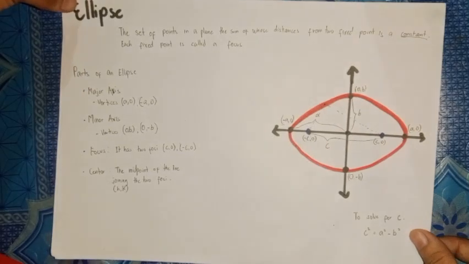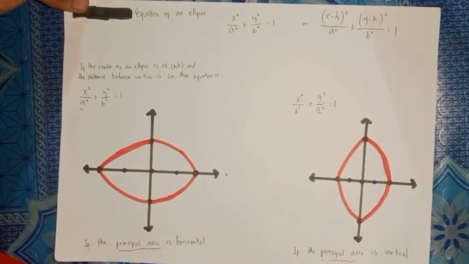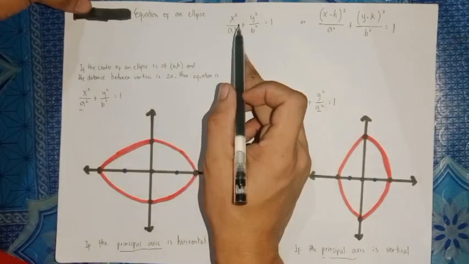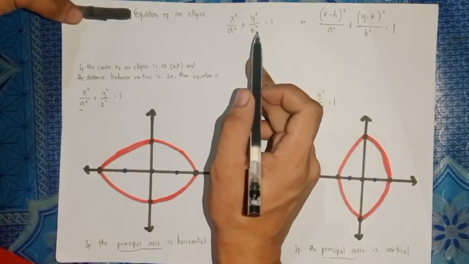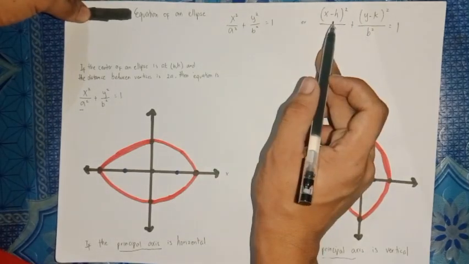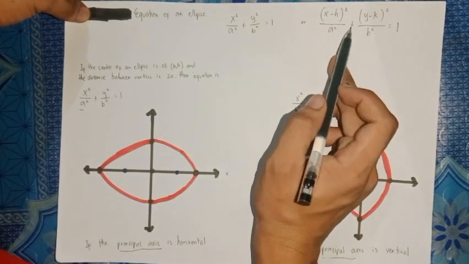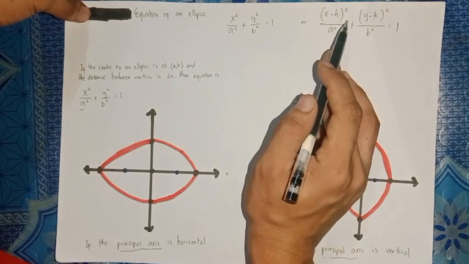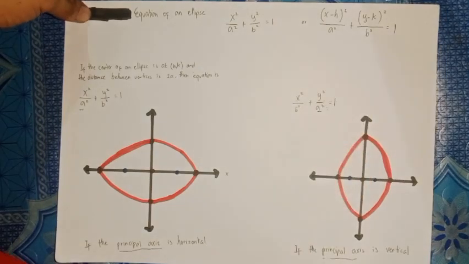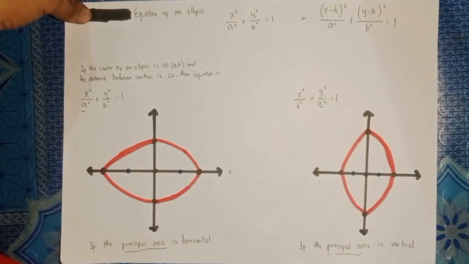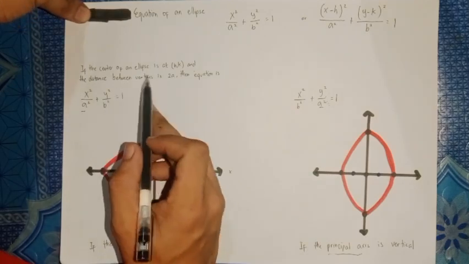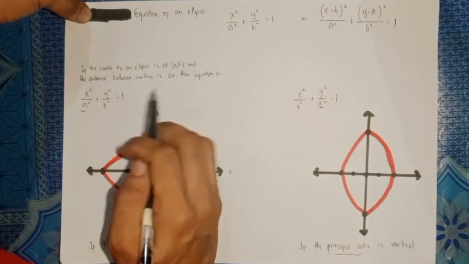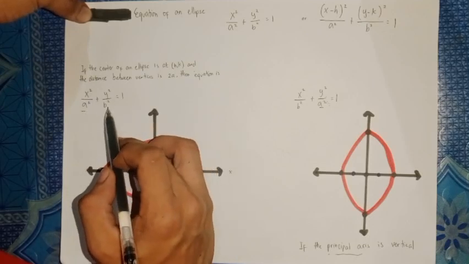Now let's proceed to the equation of an ellipse. The equation of an ellipse is x squared over a squared plus y squared over b squared is equal to 1, or (x minus h) squared over a squared plus (y minus k) squared over b squared is equal to 1. H and k there is our center. That is the equation of an ellipse. Take note that if the center of an ellipse is at the origin (h, k) and the distance between vertices is 2a, then the equation is x squared over a squared plus y squared over b squared is equal to 1.